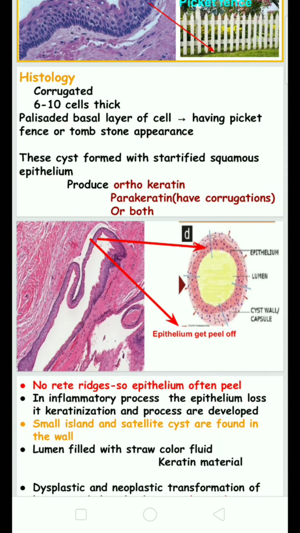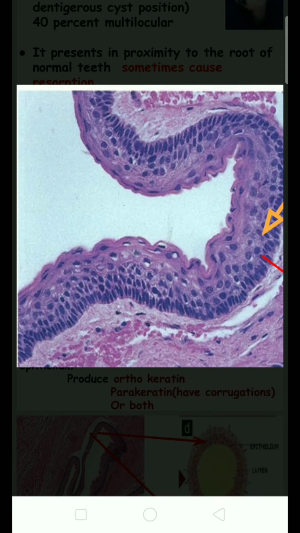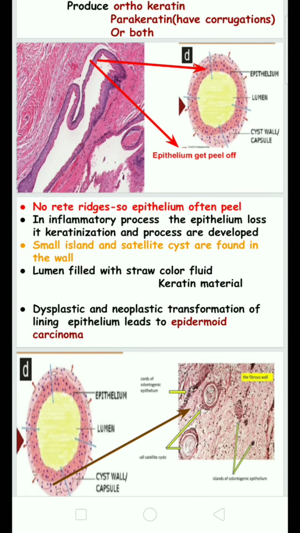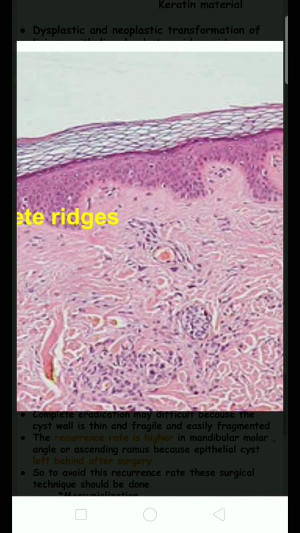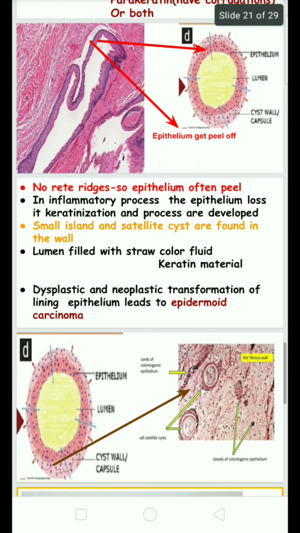This is formed of a stratified squamous epithelium. This area forms orthokeratin or parakeratin, sometimes both. The parakeratin is arranged in a corrugated pattern. There are no rete ridges, so the epithelium peels off. What is the role of rete ridges? The rete ridges help interlock the two layers of cells like this. If the rete ridges are absent, it peels off.